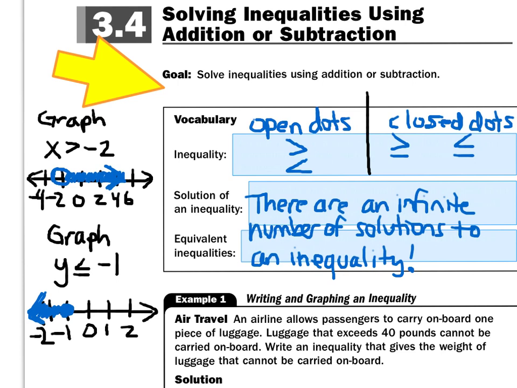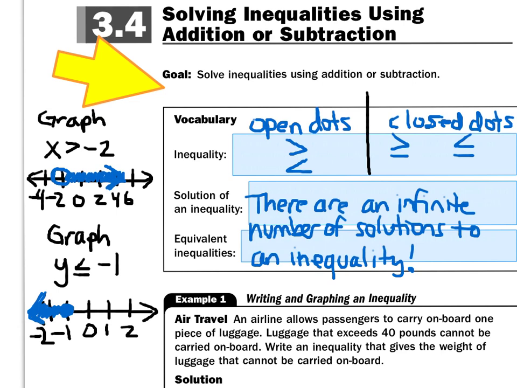Now, in algebra, there's a difference between the types of dots that we graph. Sometimes we use open dots, which would happen when it's one of these two symbols, is greater than or is less than. And other times it's going to be a closed filled in dot for is greater than or equal to, is less than or equal to. And remember, with an inequality, there are an infinite number of solutions. So you can't list them all, and that's why we have to graph them.